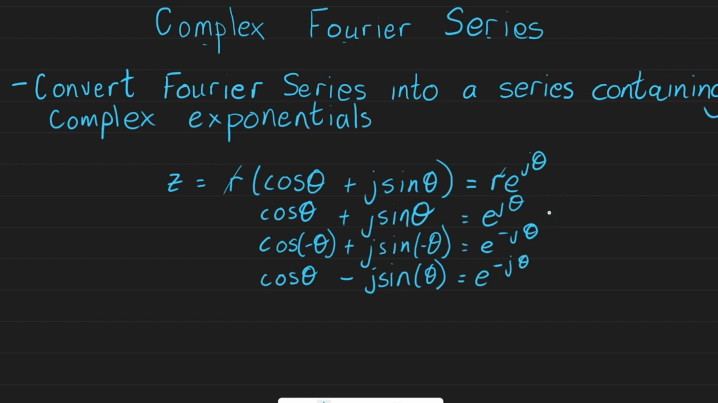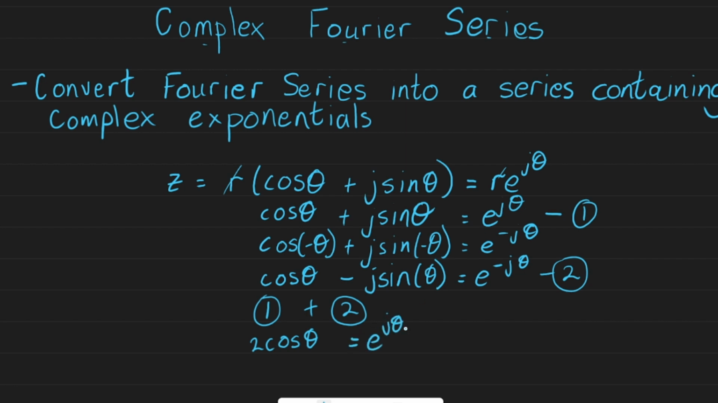So what we're now going to do is call this equation, equation 1, and this equation, equation 2, and we're going to add them together. So we're going to take equation 1 and we're going to add it to equation 2. So when we do that, we get cos theta plus cos theta, giving us 2 cos theta, and plus j sine theta minus j sine theta. These just will cancel out, and then what we're left with is e to the power j theta plus e to the minus j theta. And now we're in a position to solve for cos theta.